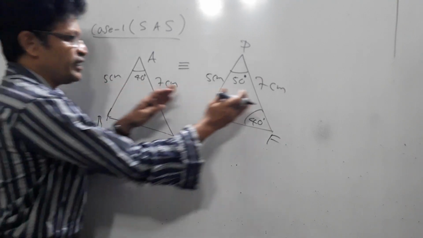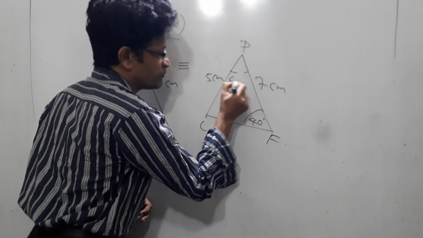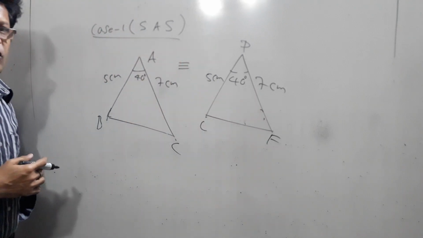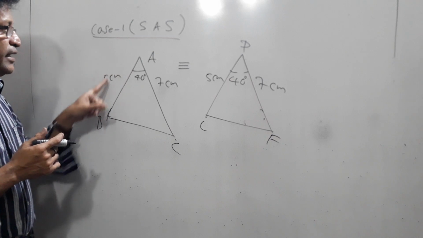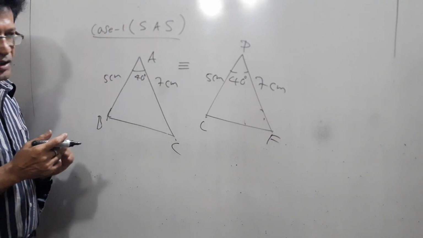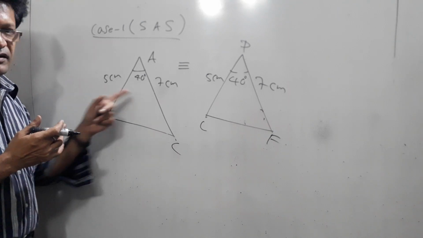Why? Two sides are equal, but the included angle is not equal. So therefore this should be 40. Clear? Now we say these two triangles are congruent. So what is the theorem? Congruency. The case one is this: side angle side. That is how we write SAS. The case one. So if you get a triangle, first of all we check whether case one is right or wrong.